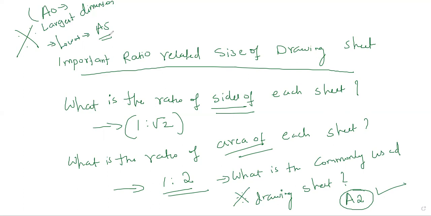Now the ratios we studied. The ratio of sides of each sheet is 1:√2, whereas the ratio of areas of sheets is 1:2. The commonly used drawing sheet, once again I am repeating, is A2. So these are the important points we discussed in this session. For the remaining part, you can read any engineering graphics textbook.